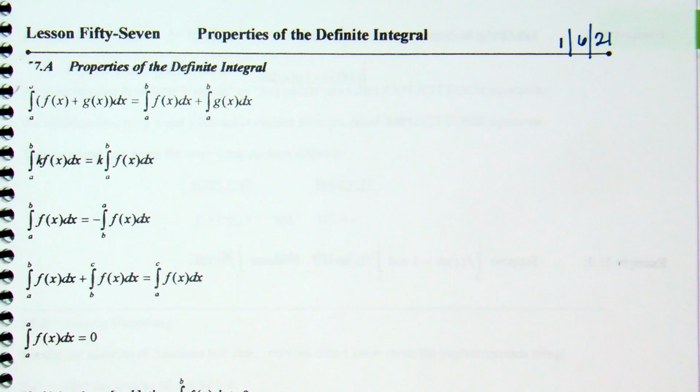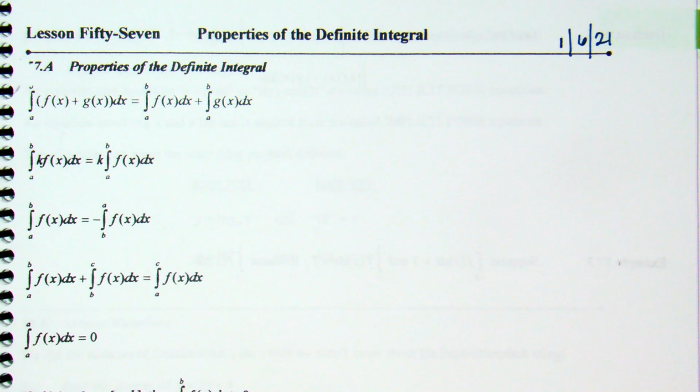The second row says the integral from a to b of k times f of x is equal to k times the integral from a to b of f of x dx. That's saying if you have a constant of some sort, not a variable, it can be pulled out front, and in certain situations that makes life a little easier because you're not worrying about it.